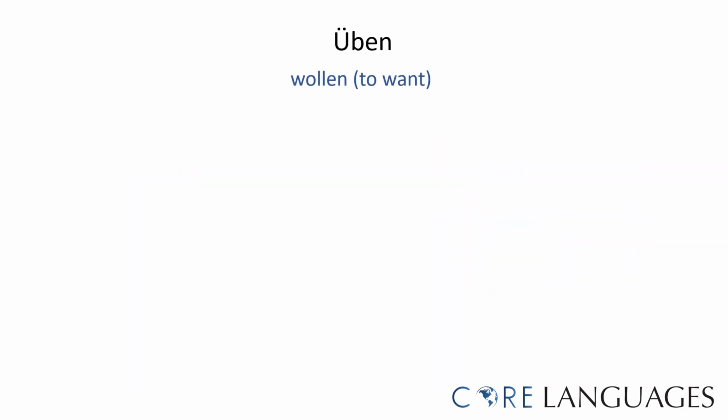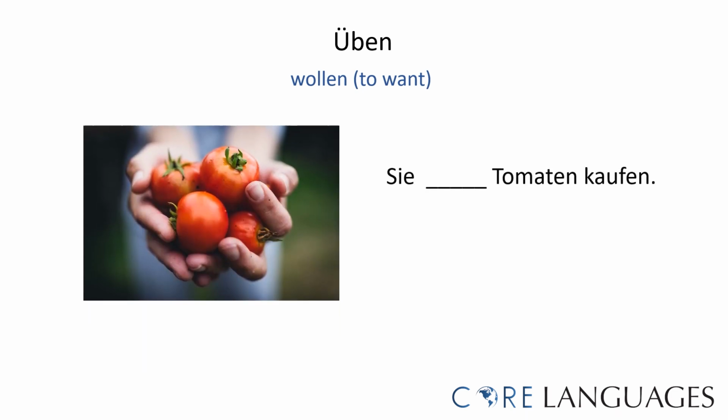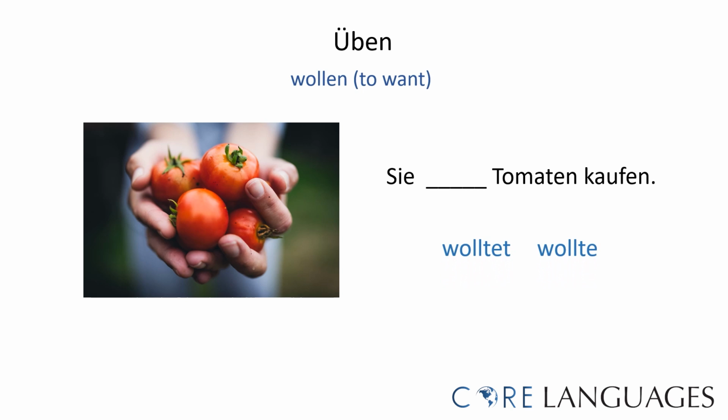How about this example? Choose the correct conjugation in the simple past for wollen. Sie wolltet or sie wollte Tomaten kaufen. The correct sentence is, sie wollte Tomaten kaufen. She wanted to buy tomatoes.